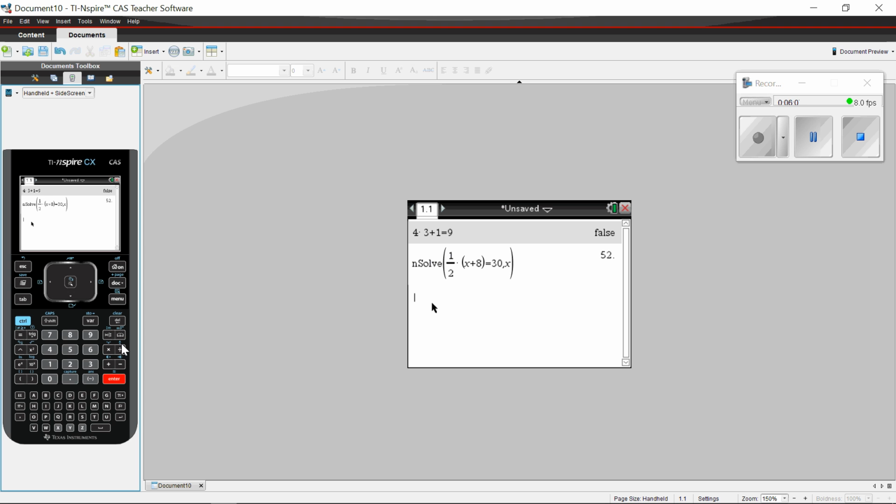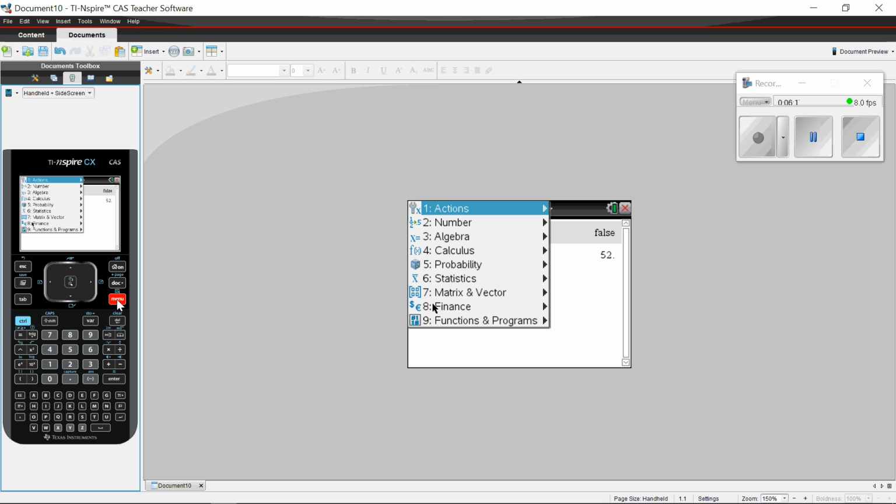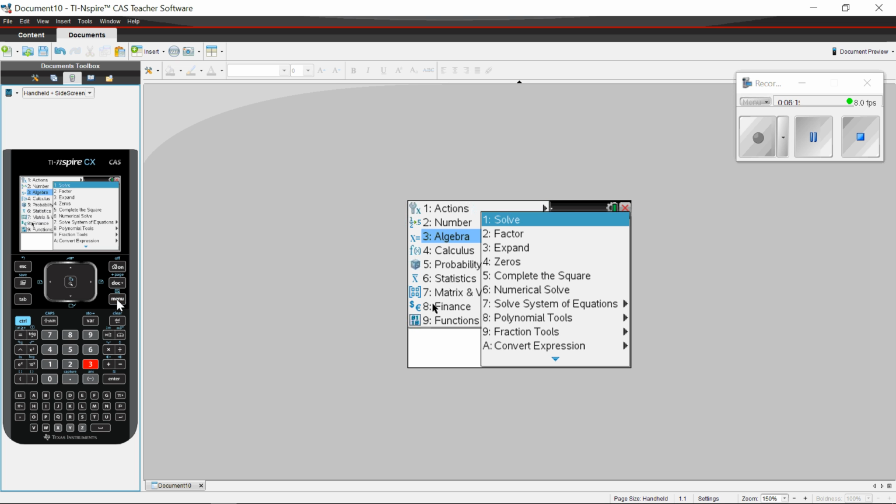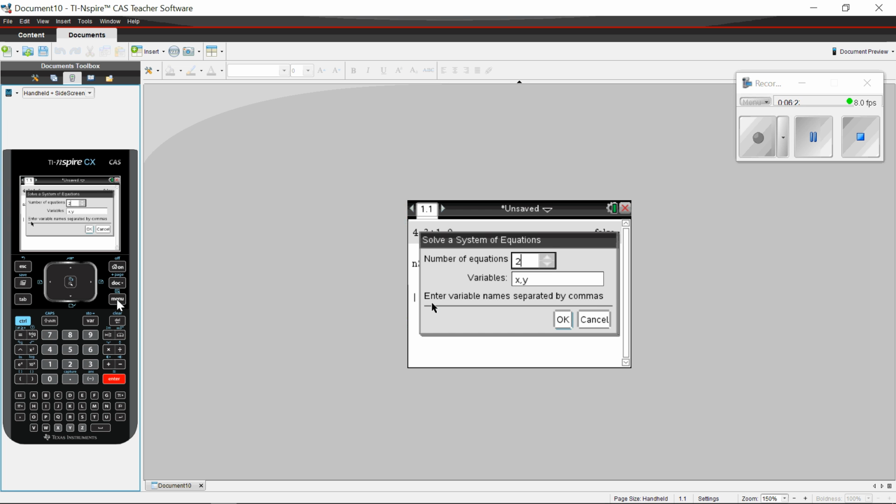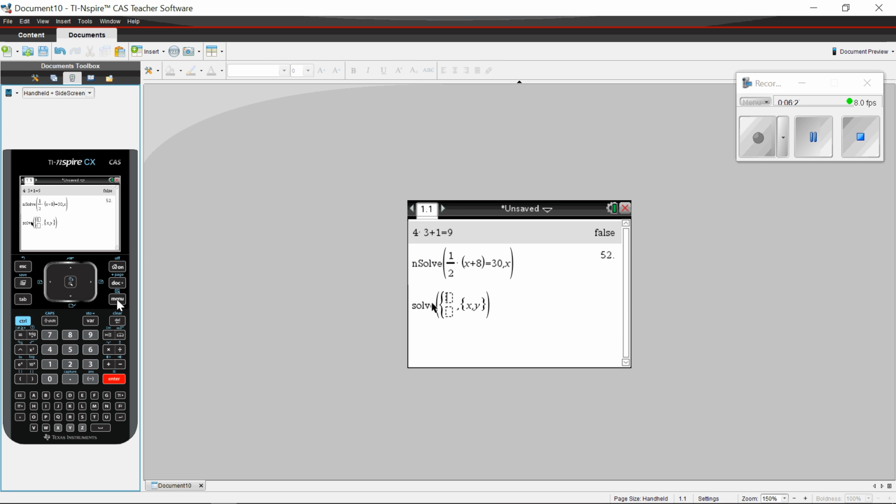Another tip that you can use on your Regents exam is solving systems of equations using your calculator. And how do we do that? Well, we go to Menu, again to Algebra, Solve Systems of Equations. We're always working with two equations and leave it as x and y. So I'm just going to put in two equations here.